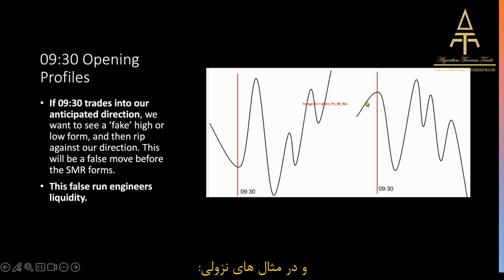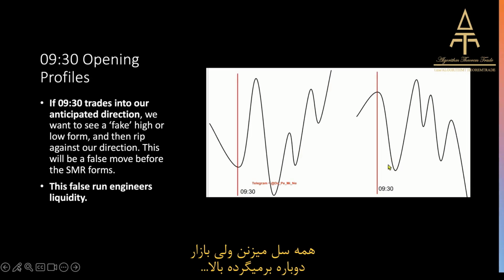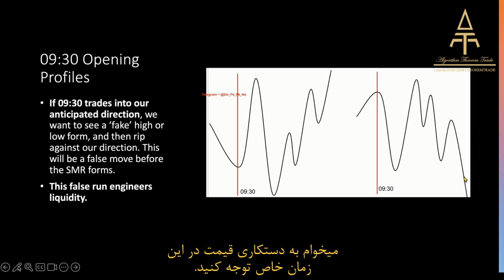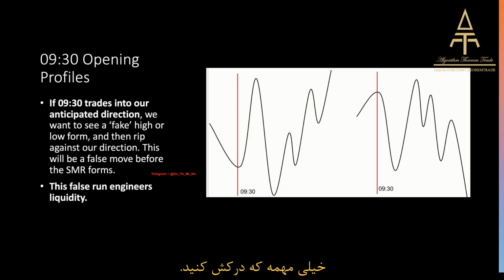For the bearish example, it looks like this. We see that the market trades higher. From 9:30 it begins to rip lower. Everyone goes short. What does the market do? Or what occurs? It gets repriced higher, purging the buy side liquidity that got engineered above this high, and then the real move occurs. Again, what I want you to note is how I'm looking at manipulation from that very specific time. That's so important to understand and note.